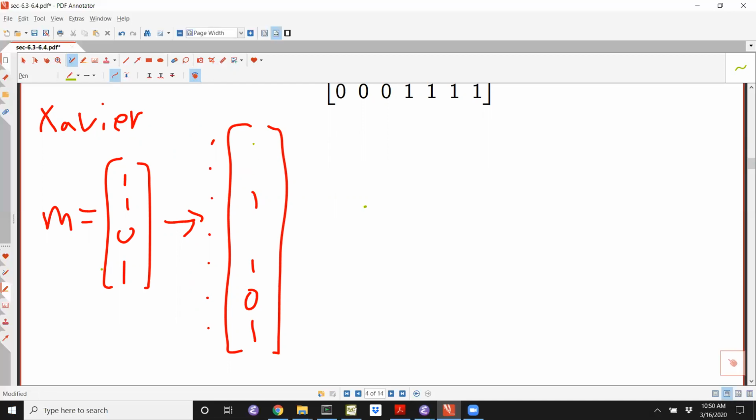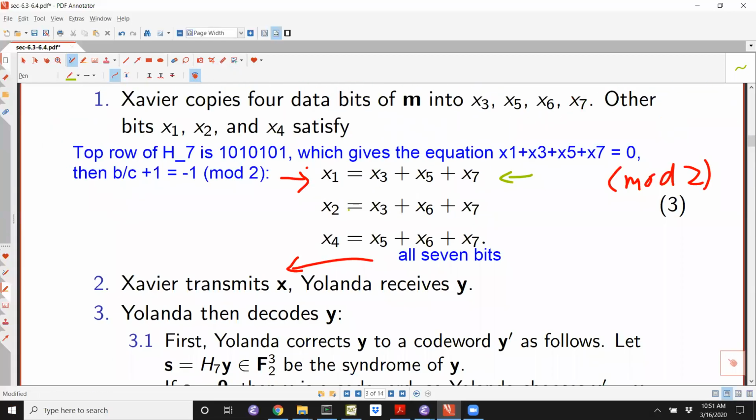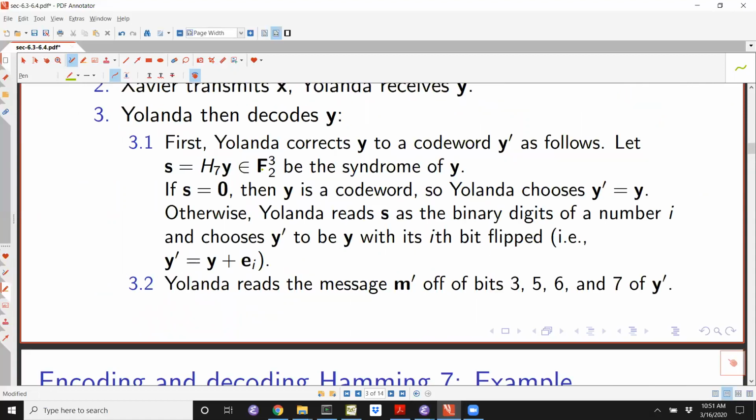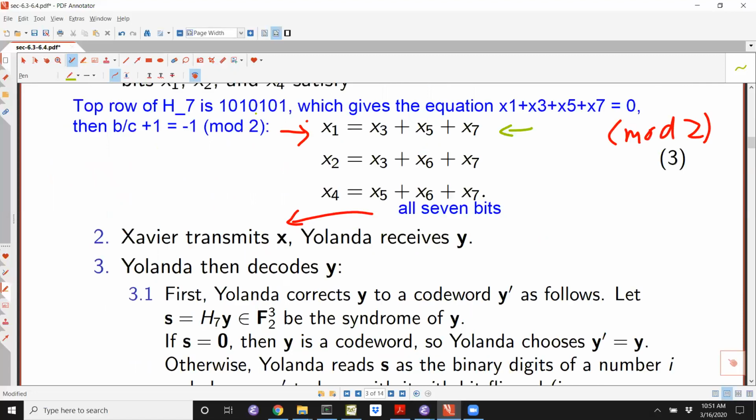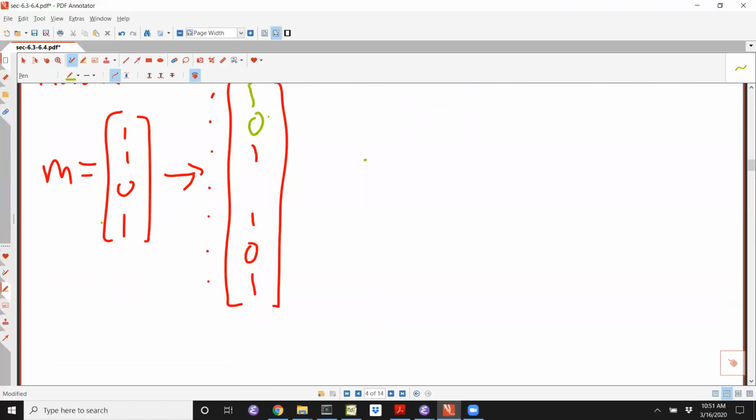All right. So bit number 1 is the sum of 3, 5, and 7. So that's an odd number of 1s, so we get a sum of 1. Bit number 2 is the sum of bits 3, 6, and 7. Well, that's 1 plus 0 plus 1, which is 0. And bit number 4 is equal to the sum of 5, 6, and 7. And so again, 1 plus 0 plus 1 is 0.